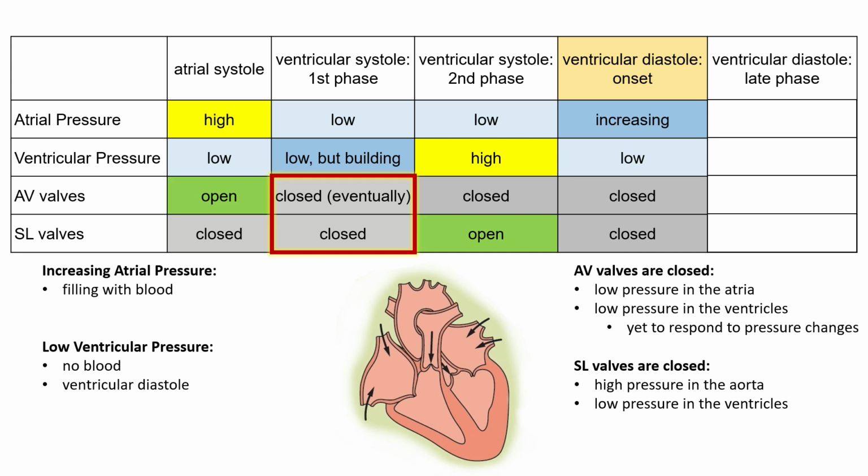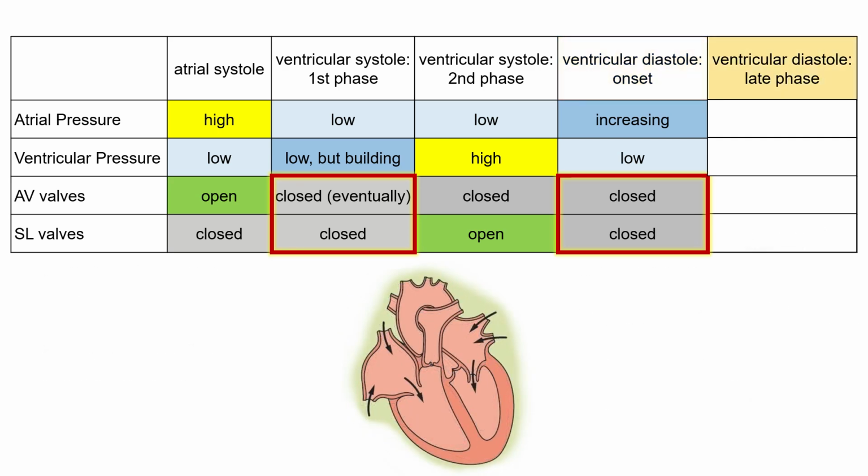Now before we move on, I'm going to draw your attention to this part of the table. Yet again, we have a moment where our AV valves are closed along with our semilunar valves. And previously, when we were in ventricular systole, we called this an isovolumetric moment. And because we were in systole, we called it isovolumetric contraction. This time, because it is in a diastolic phase, we're going to be calling this isovolumetric moment isovolumetric relaxation.